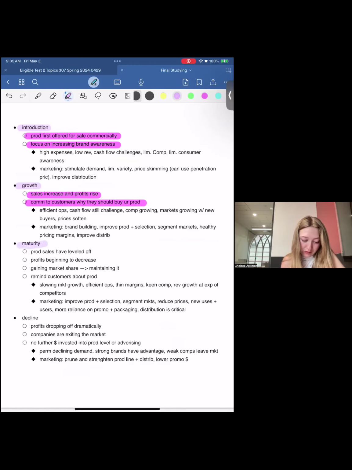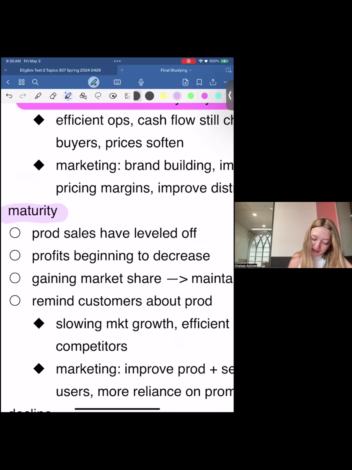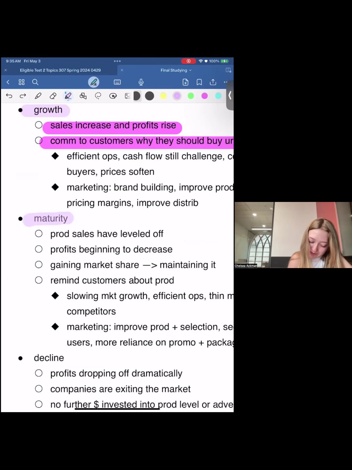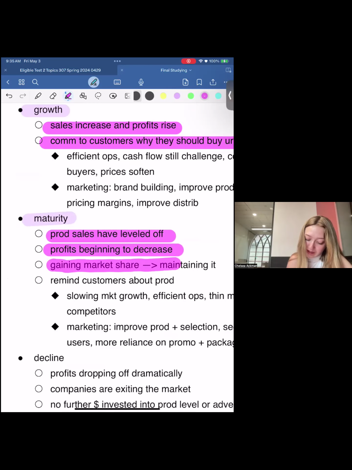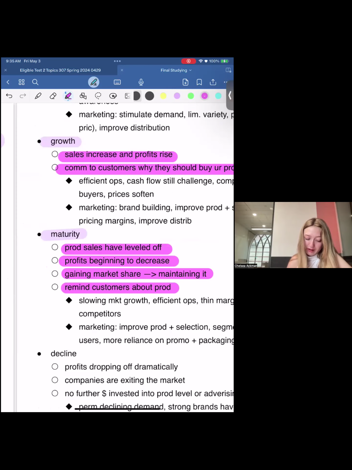Maturity. I wish I could highlight this better. Lovely. The product sales have leveled off, profits begin to decrease. You move from gaining market share to maintaining it, and you remind the customers about the product.